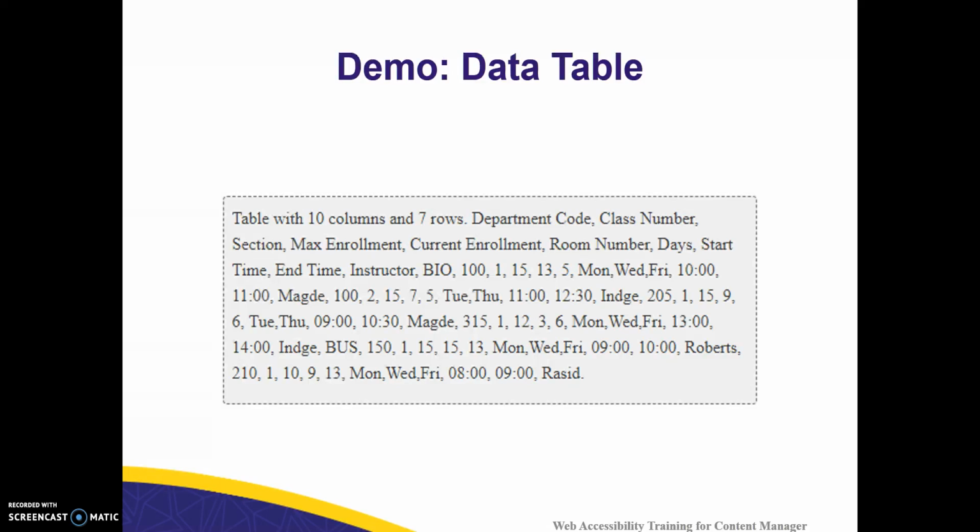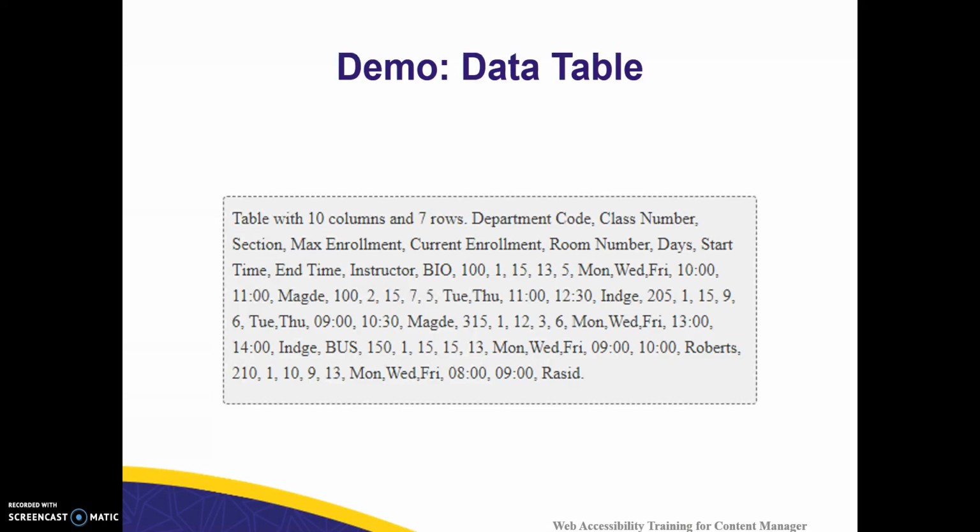And this is what you would hear instead of seeing, because the screen reader will read this information to you. Table with 10 columns and 7 rows, department code, class number, session, max enrollment, current enrollment, roll number, day, start time, end time, and so forth.